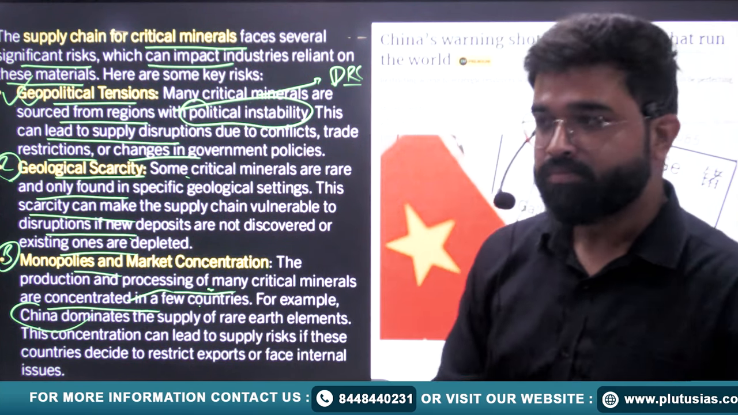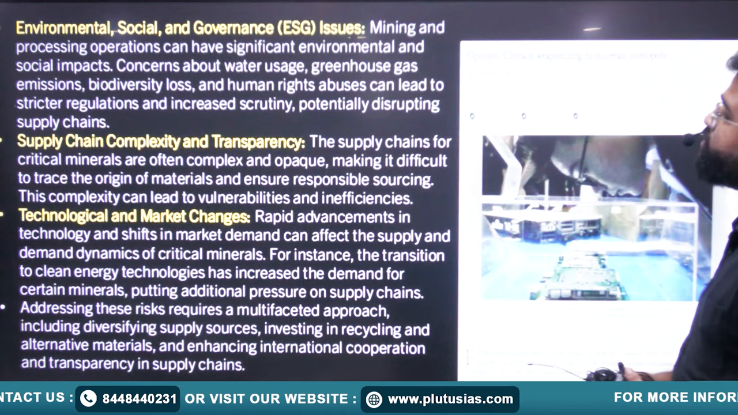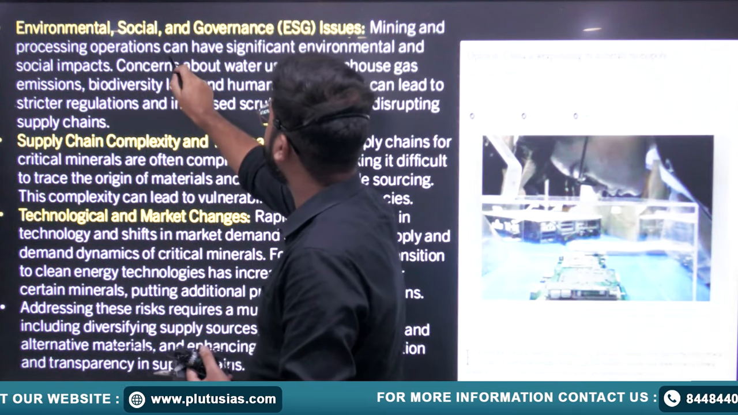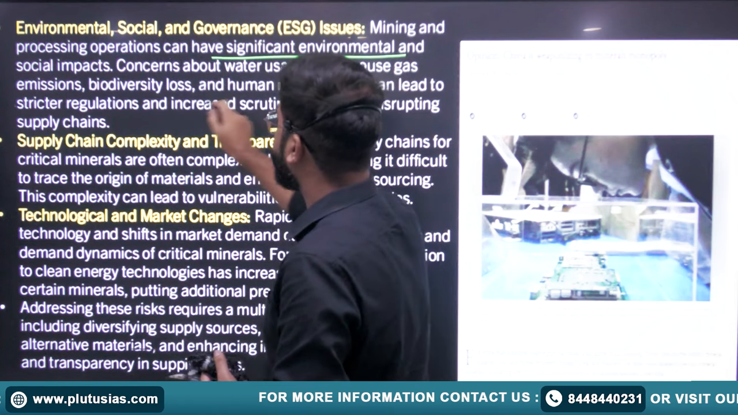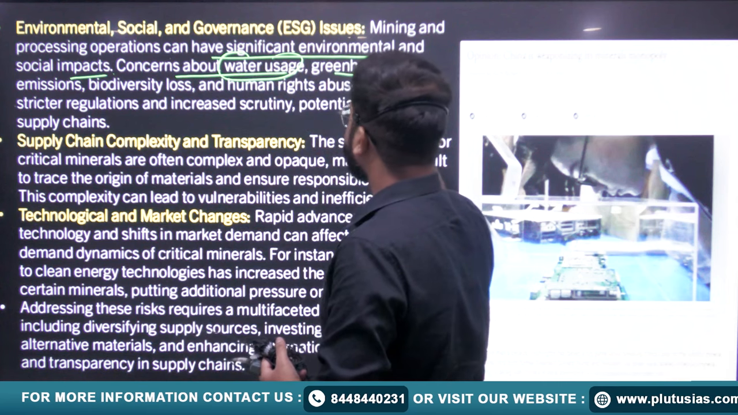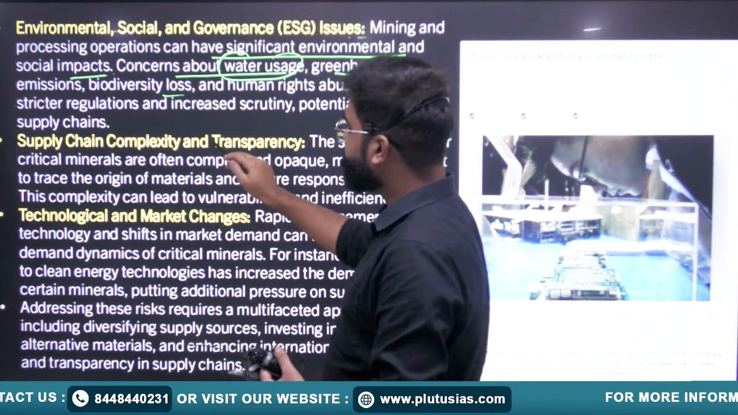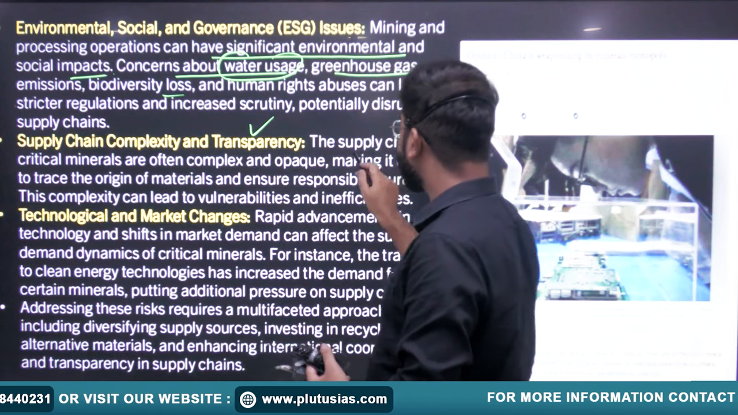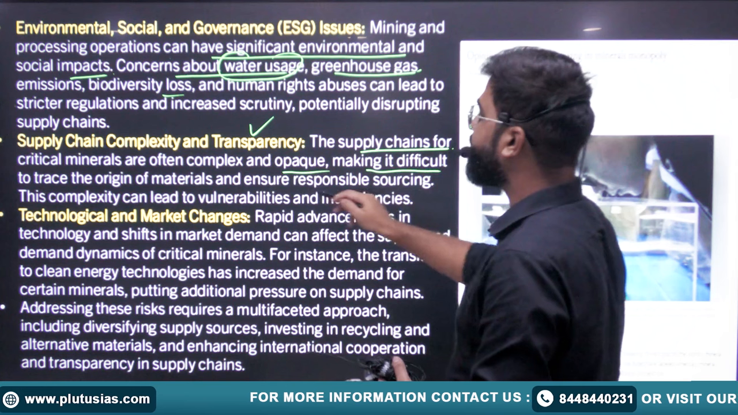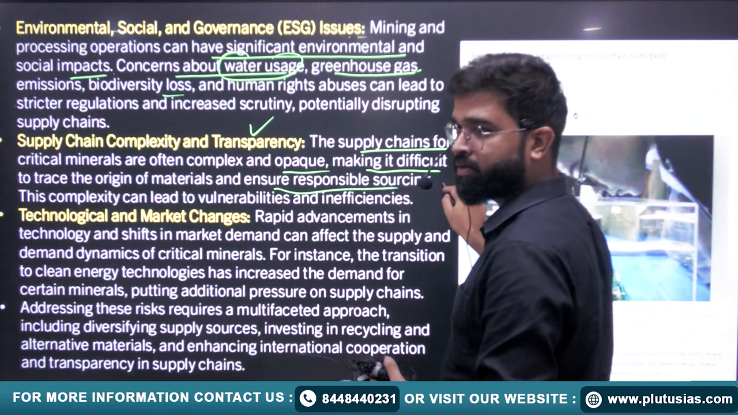Is it okay? Next, environment, social and governance issues. Mining and processing operations can have significant environmental and social impact, with concerns about water usage, greenhouse gas emissions, and biodiversity loss. We have already discussed that point. Then supply chain complexity and transparency. The supply chains for critical minerals are often complex and opaque, making it difficult to trace the origin of the material and ensure responsible sourcing.